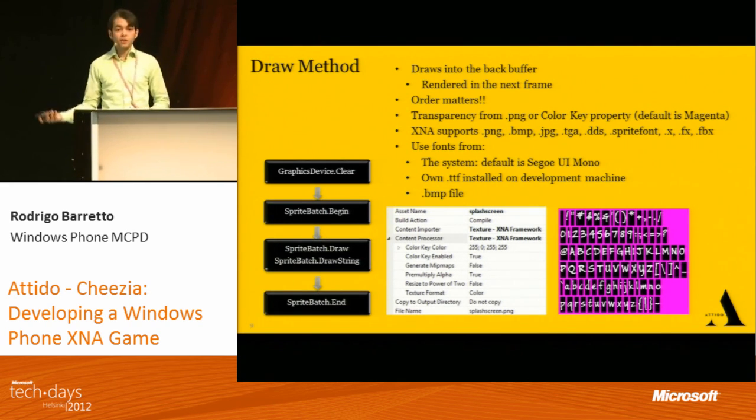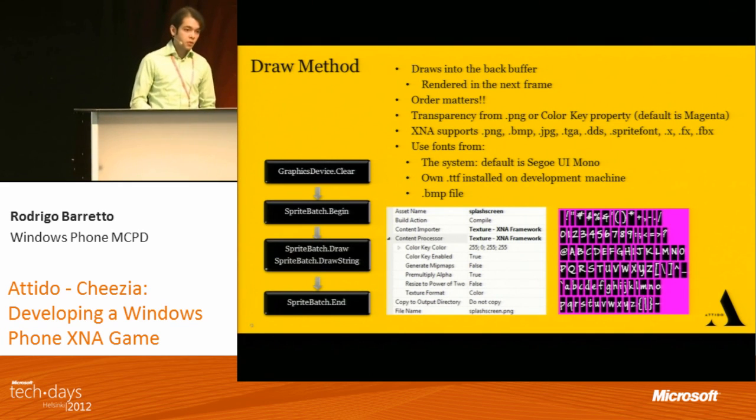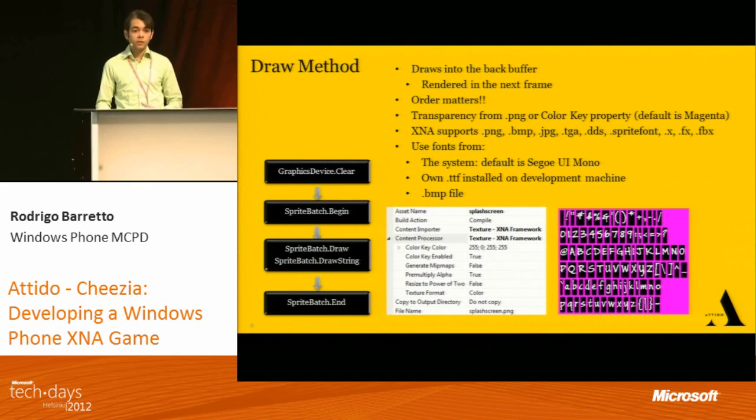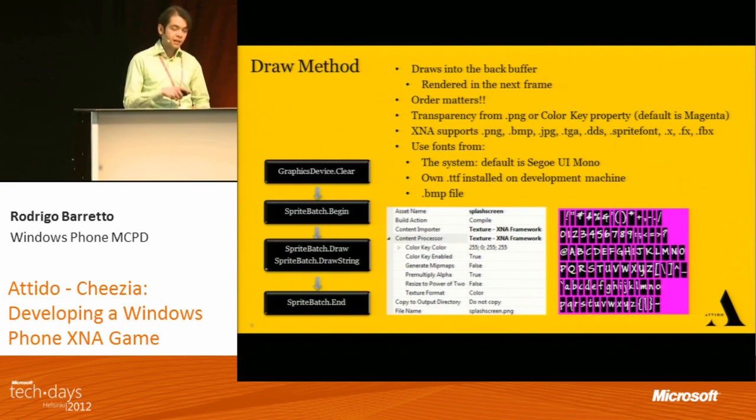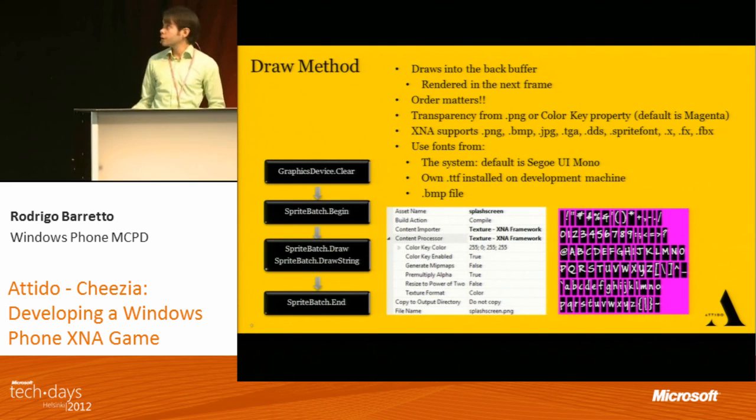When it comes to drawing fonts, you can use any type of system font that's available out there. You can even use your own TTF, which in this case needs to be installed in your dev machine. The content pipeline is just going to compile it into XNB, and you don't have to have it installed in your phone. Or you can even draw your alphabet in a bitmap file, just like this.